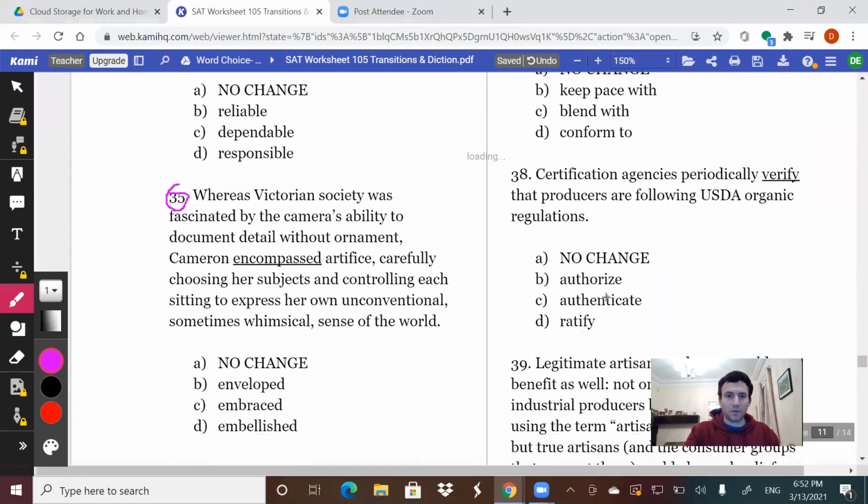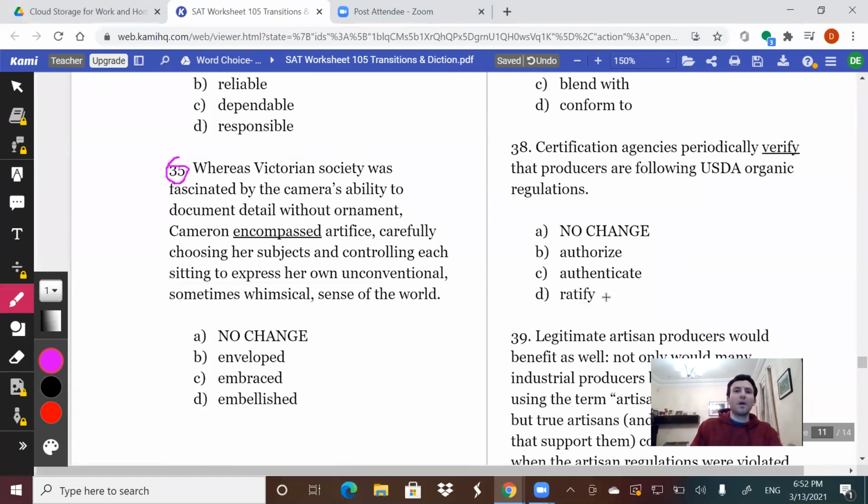We'll look at two here. All right, so 35 first. Whereas Victorian society was fascinated by the camera's ability to document detail without ornament, Cameron something artifice, carefully choosing her subjects and controlling each sitting to express her own unconventional, sometimes whimsical sense of the world. So she, unlike Victorian art as a whole, is trying to show trickery, and that's her specific approach. So if that's what she's doing, she's embracing artifice as her approach. She's embracing trickery as her approach.